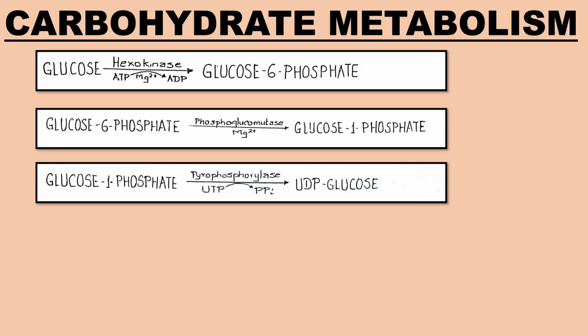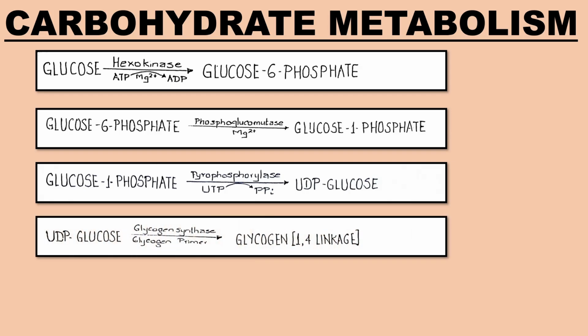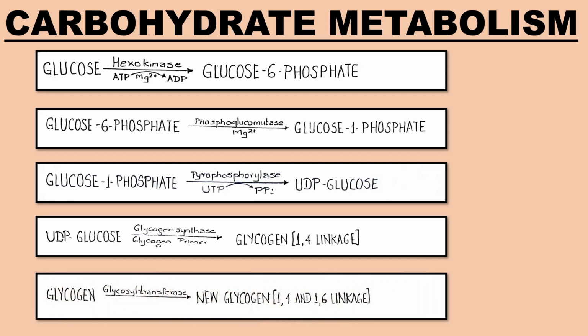Glucose 1-phosphate gets attached to UTP by the enzyme glucose 1-phosphate uridylyltransferase, or pyrophosphorylase, forming UDP glucose. With the help of alpha-1,4 glycosidic linkage, glycogen synthase adds glucose to the glycogen primer and forms a linear chain of 10 to 12 glucose residues. The branching enzyme glycosyl transferase attaches a few glucose units by alpha-1,6 linkage, creating a branching point. Linear chain and branching points are repeated and glycogenesis is completed.